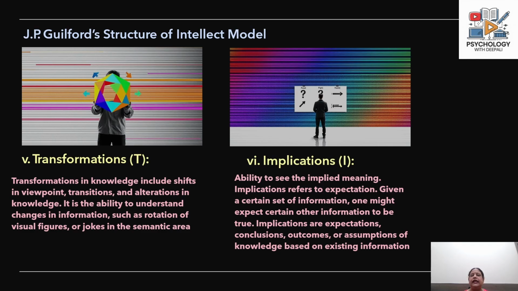So implications basically include all the expectations we have that if this particular set of statements are true, then the next set of statements which are connected to it should also be true. Or conclusions that we make or outcomes that we draw from certain factual matter or assumptions that we make of knowledge which is based on existing information. So for example, if we say A is equal to B and B is equal to C, we definitely can imply that A is equal to C because it is implied in the manner of the equation. So any kind of conclusion that we draw from the existing information, that is the ability of implication.